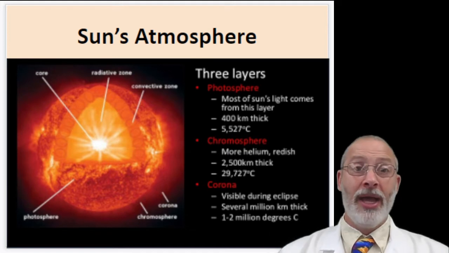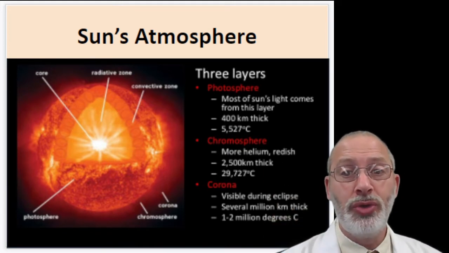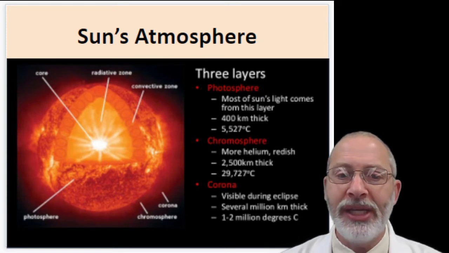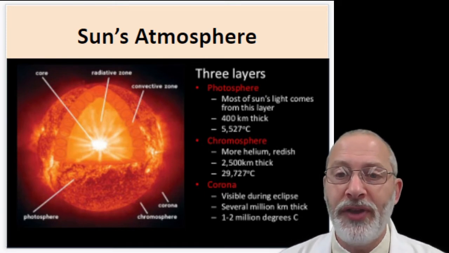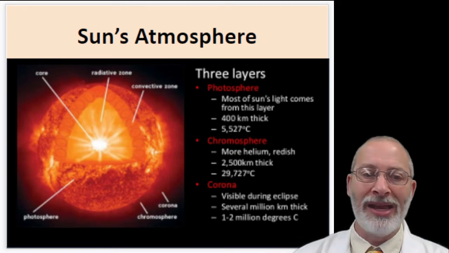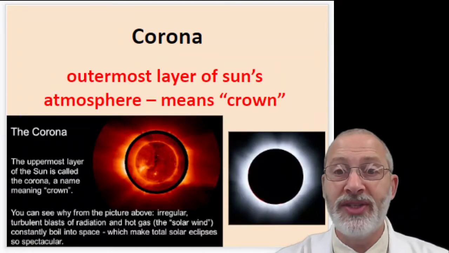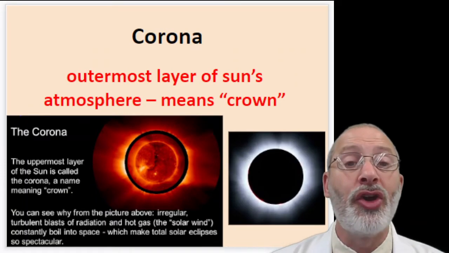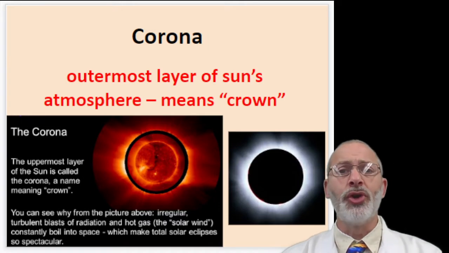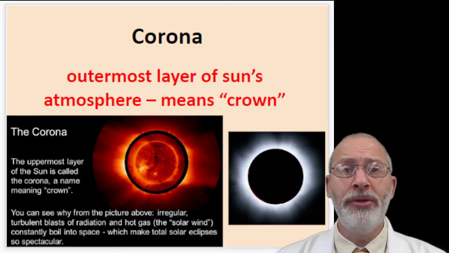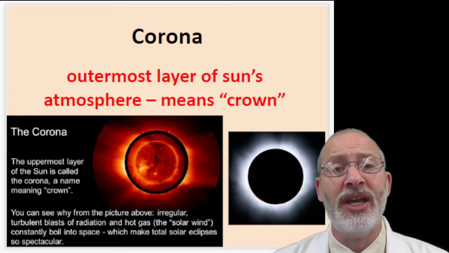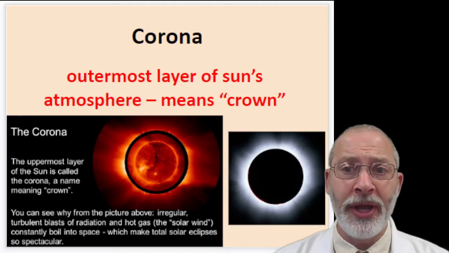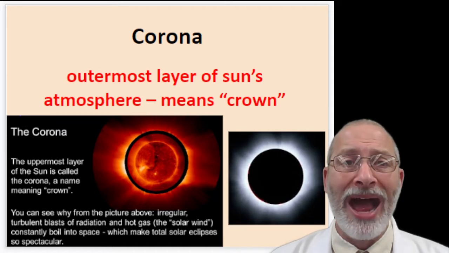But be that as it may, on the outside of the sun, we do have three layers. And generally speaking, we call those three layers the photosphere, the chromosphere, and the corona. So let's discuss them from the outside first, beginning with the corona. The corona is the outermost layer of the sun's atmosphere. And as I alluded to earlier, the word corona means crown.